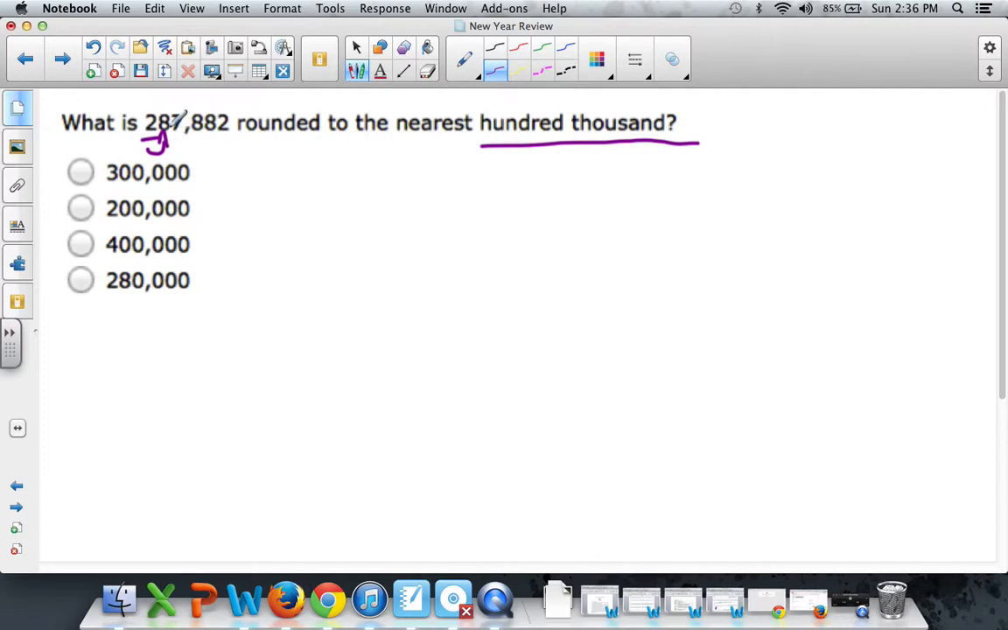So this 8 is bigger than 5, so you're going to raise the score. The underlined number becomes bigger. Everything to the right of it becomes 0. That would give us 300,000.